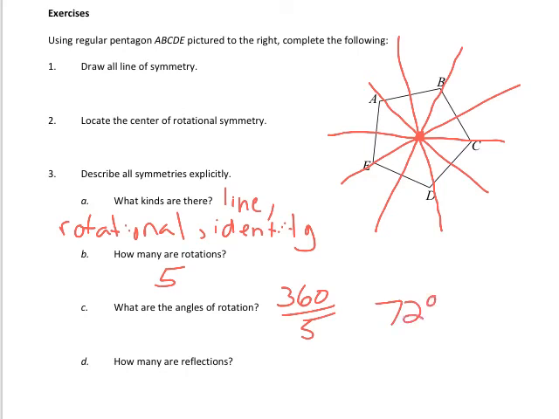And then the number of reflections, I have 5 different reflections I can do. Because again, I have 5 different lines of reflection, one for each of the points, because my image is symmetric about every line that goes through a vertex and the opposite side.